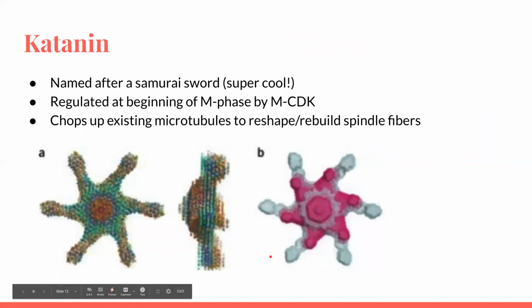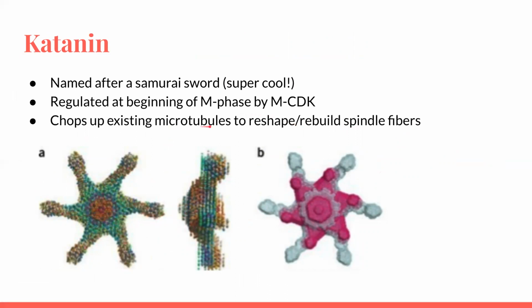Okay. The last thing is this really cool protein called katanin. It's named after a ninja star because it looks like a ninja star, which is super cool. I love it. I don't think she'll ask you what it is, but she might give you a problem where katanin is used. What happens?